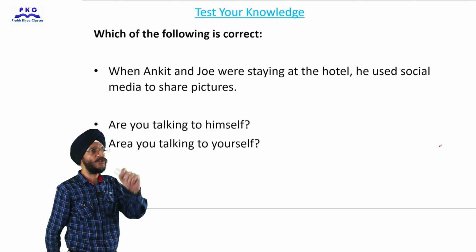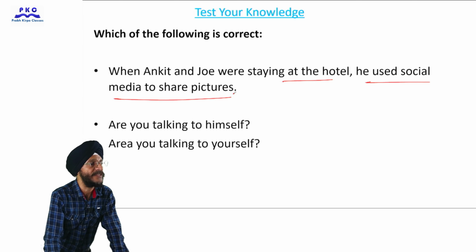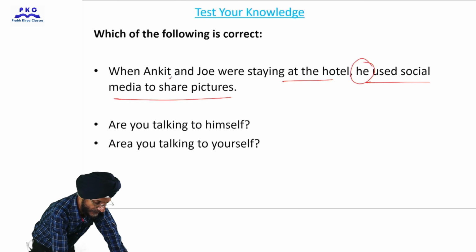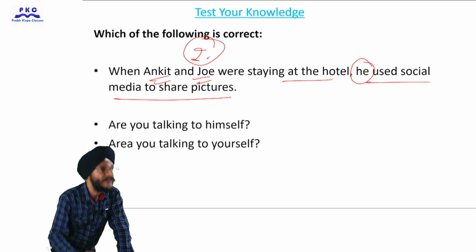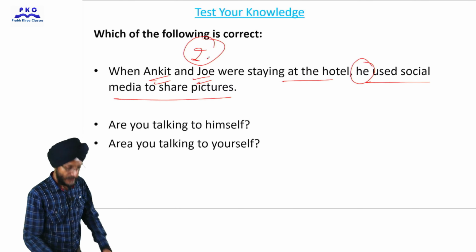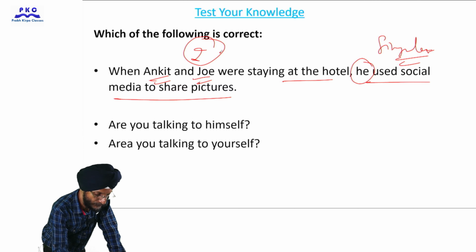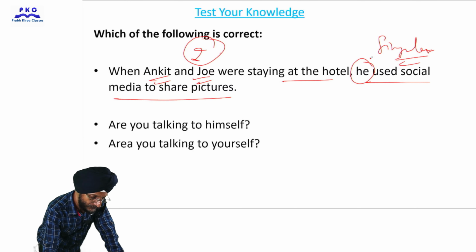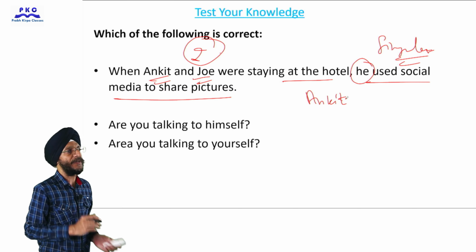Next, which of the following is correct? When Ankit and Joy were staying at the hotel, he used social media to share pictures. Now the word he has been used. Here Ankit and Joy are two persons, they are plural. He is a singular person. Here it is plural and here it is singular. Now he does not clarify who shared the pictures, whether Ankit or Joy.